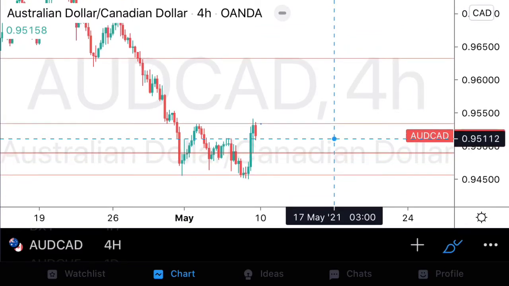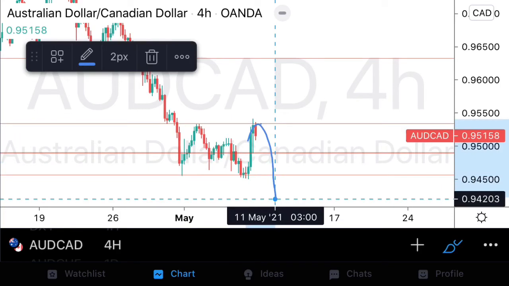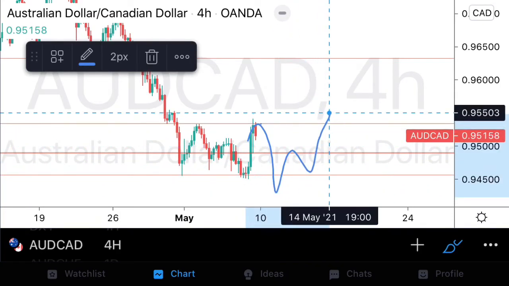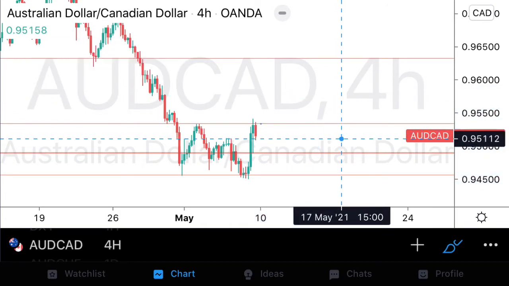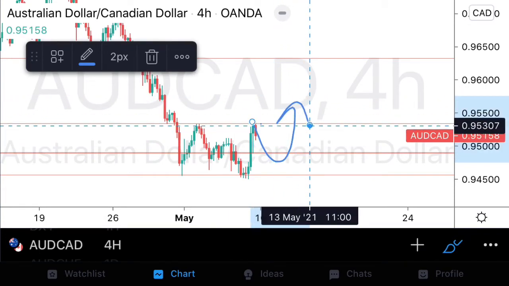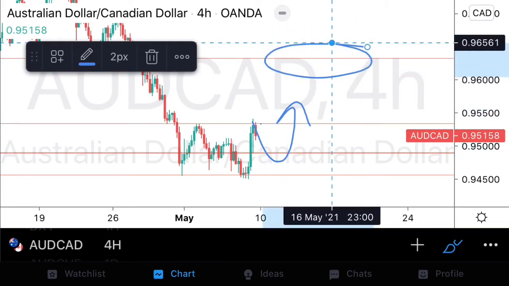So since we are at support, guys, I would be hoping for Aussie CAD to actually pull down lower, maybe even manipulate these lows and then break back within structure, then give me a test for a potential move to the upside. So on Aussie CAD, guys, I'm going to have a potentially bullish bias for now, and I would want to really focus on being a seller once prices actually tap into these resistance areas down there.